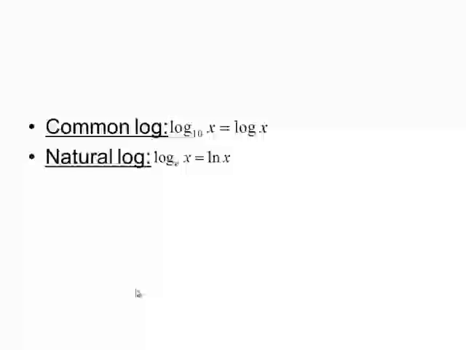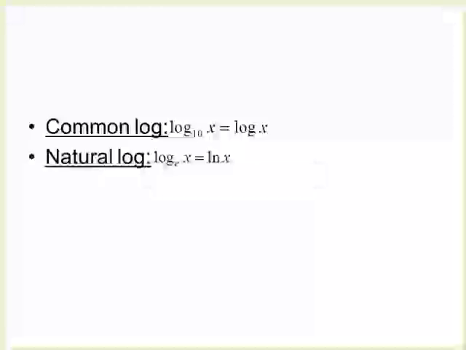There are 2 types of logs that your calculator can evaluate. That is the natural log and the common log. The common log is the log with base of 10. The reason why we call it the common log is because it matches what our number system is. Our number system is set up in powers of tens. Back in elementary school when you learned your decimal places, we have the tenths and the hundredths and the thousandths. So it's set up by tens. Our common log is our base of 10.